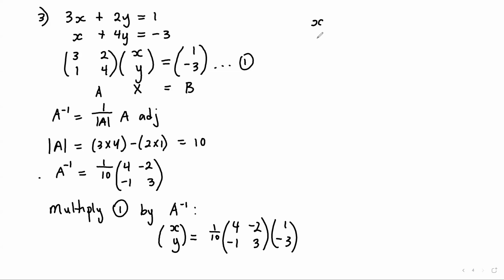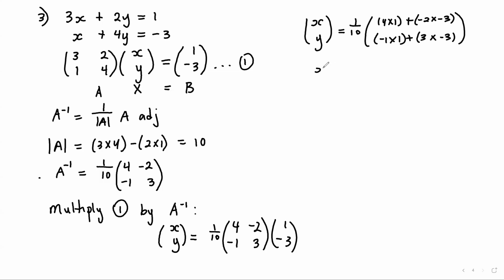So let's simplify this. Y is equal to 1/10 by 4 times 1 plus -2 times -3 for your first element. And then on the bottom, -1 times 1 plus 3 times -3. So this is going to give me xy is equal to 1/10 by 4 times 1 is 4 plus -2 times -3 is 6. So this will be 10. And then -1 times 1 is -1. And 3 times -3 is -9. So -1 plus -9 will be -10.